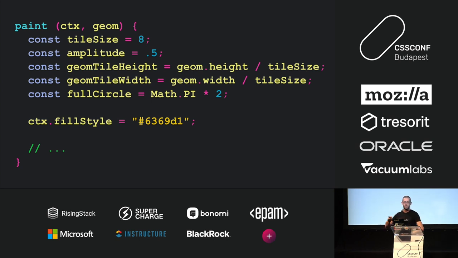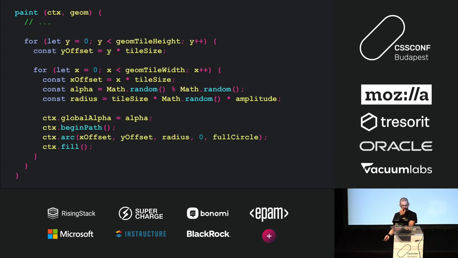And then we calculate the number of tiles on both axes, and then we store the result of pi times 2, which means that the circle that we draw will be a full circle at 360 degrees. And then finally, we set the fill style to this nice little blue. And now here's where we do the heavy lifting. You'll note that the loops are the same as with the circuit board pattern, and we do all the work inside of the second nested loop. Now where it changes is that we generate a random alpha value by getting the remainder of math.random divided against itself, and this will get us a valid transparency value from 0 to 1.0. And then we multiply the tile size by math.random and our amplitude value from earlier, and now all we do from here is just draw a circle with that information that we've just come up with.